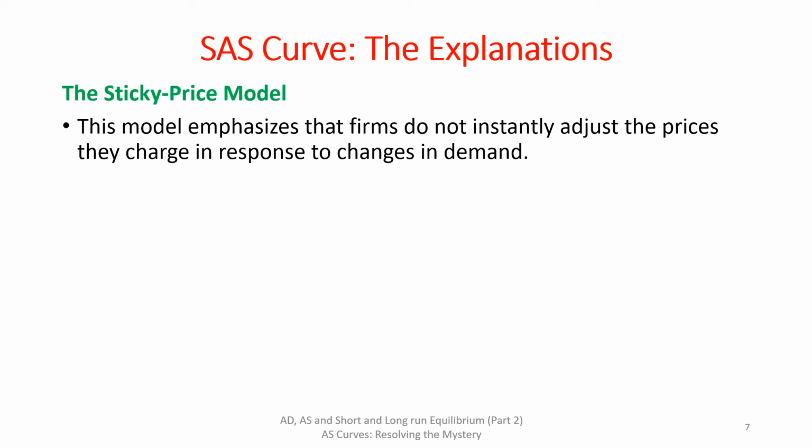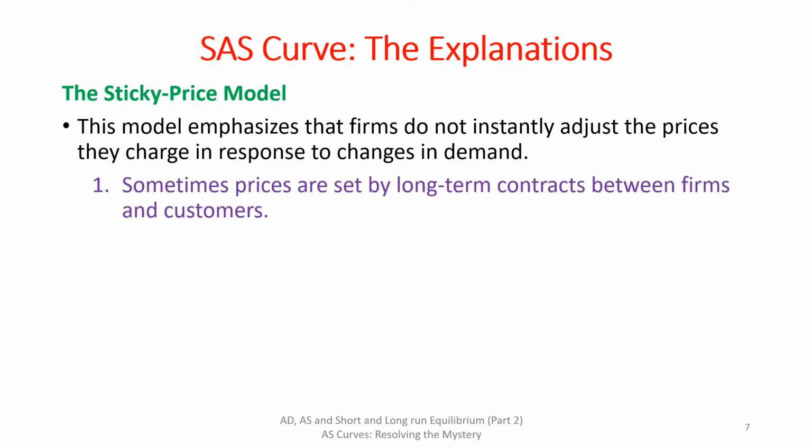various reasons. Some of these reasons are: number one, sometimes prices are set by long term contracts between firms and consumers. This happens especially in case of firms which produce intermediate goods and their customers who produce final goods, or between the firms and their major buyers who buy in bulk quantity. Therefore, prices remain sticky till contract term.